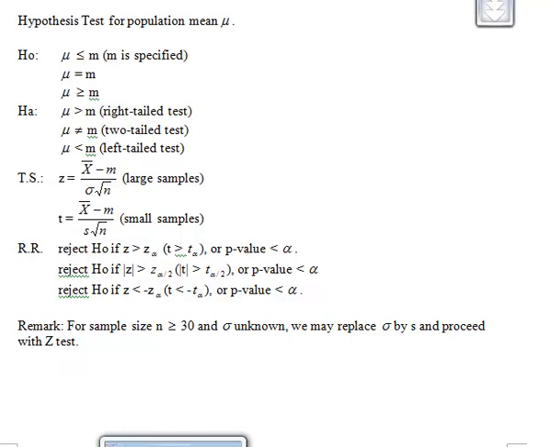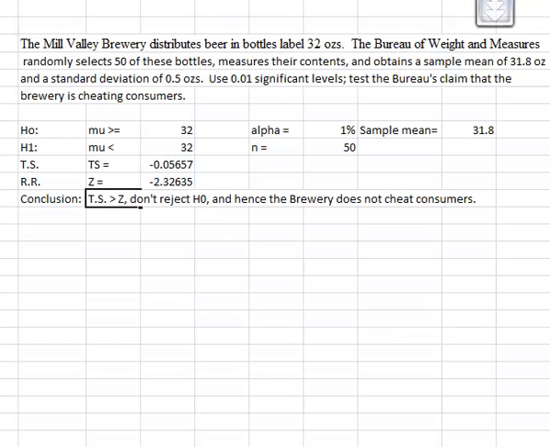Now, let's see the example. Suppose the Miller Valley Brewery distributed beer in bottles labeled 32 ounces. The Bureau of Weights and Measures randomly selects 50 of these bottles, measures their contents, and obtains a sample mean of 31.8 ounces and a standard deviation of 0.5 ounce. Use alpha equals 0.01 significance level. Test the Bureau's claim that the brewery is cheating customers.